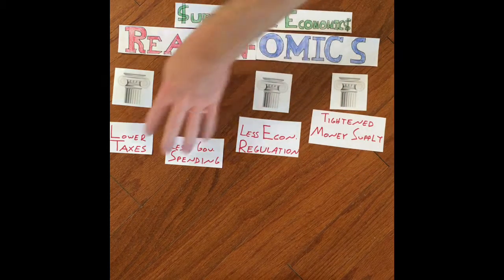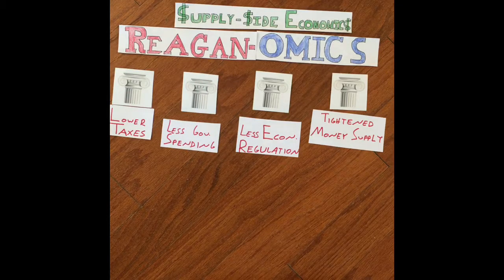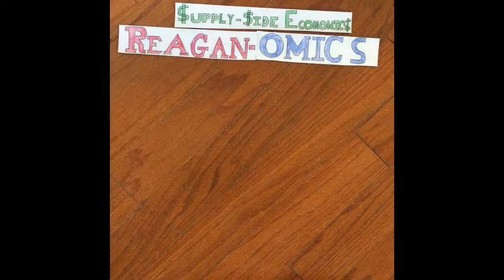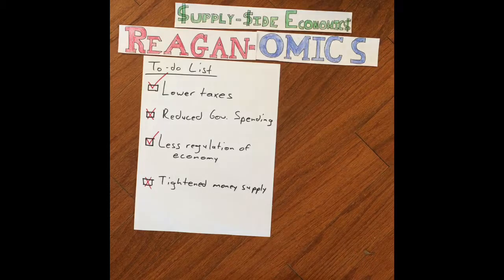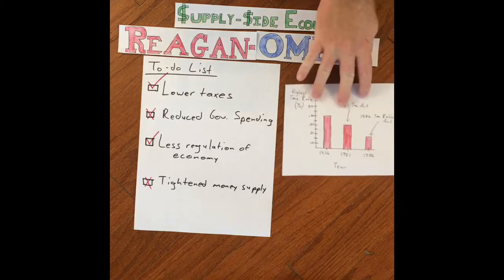It essentially boils down to four main pillars: lower taxes, reduced government spending, less regulation, and tightening of the money supply. And all that sounds like pretty good stuff, and if all that stuff was done, it certainly wouldn't be a bad thing. But how much of this was Reagan actually able to accomplish? Well, as it turns out, and maybe not particularly surprisingly to anyone who pays attention to politics, he wasn't able to accomplish all of these things.